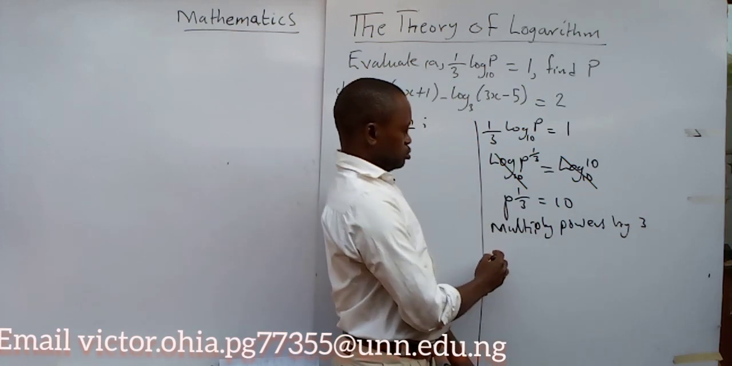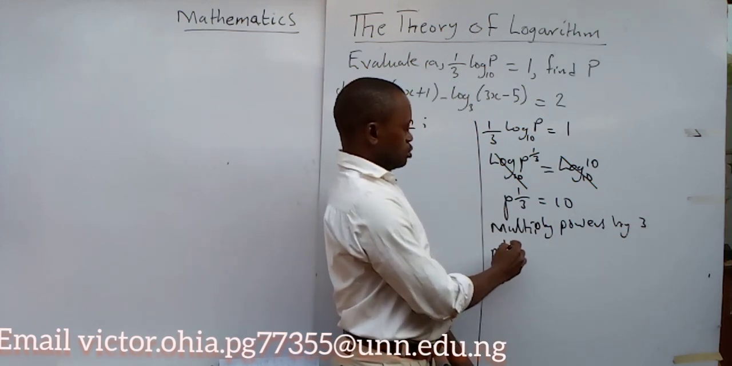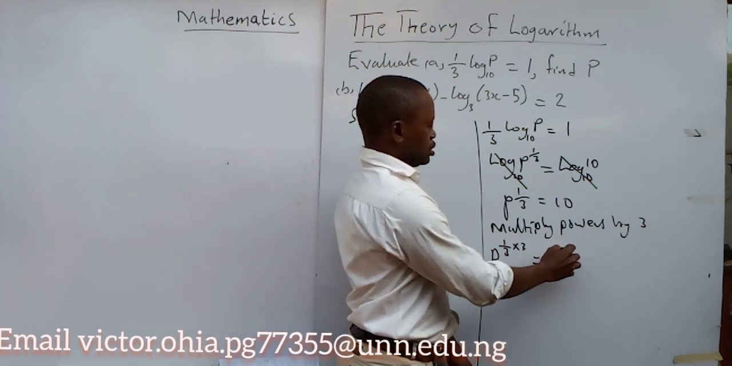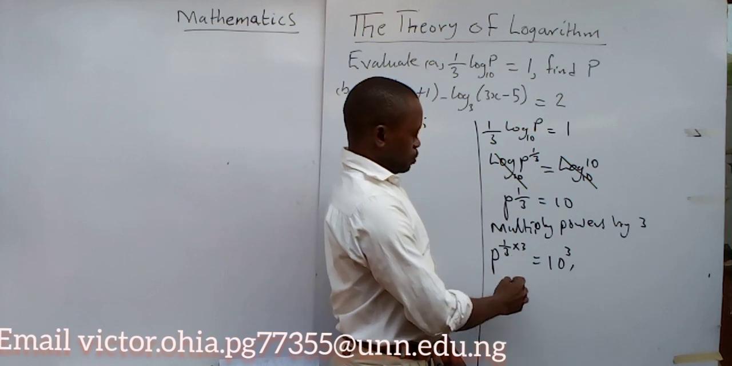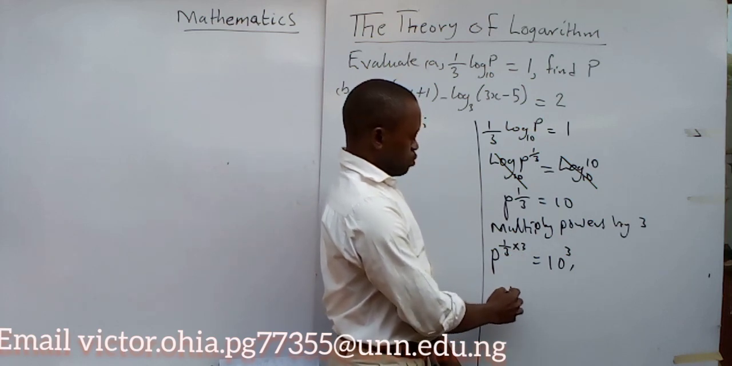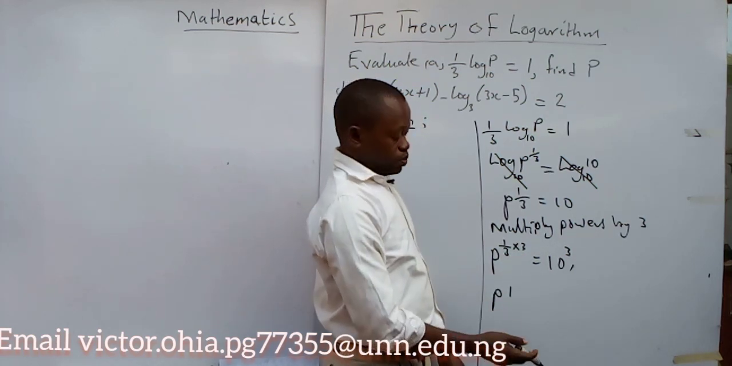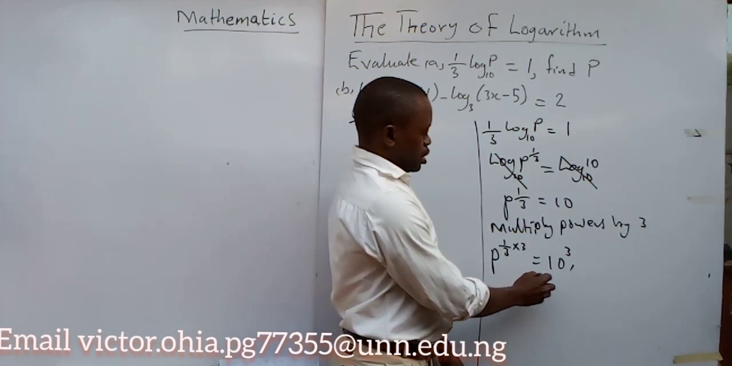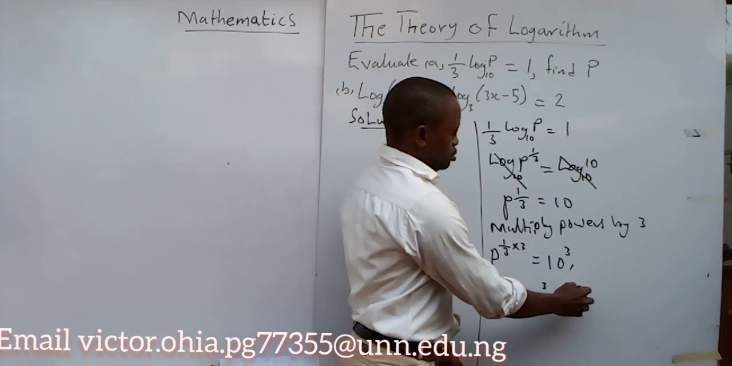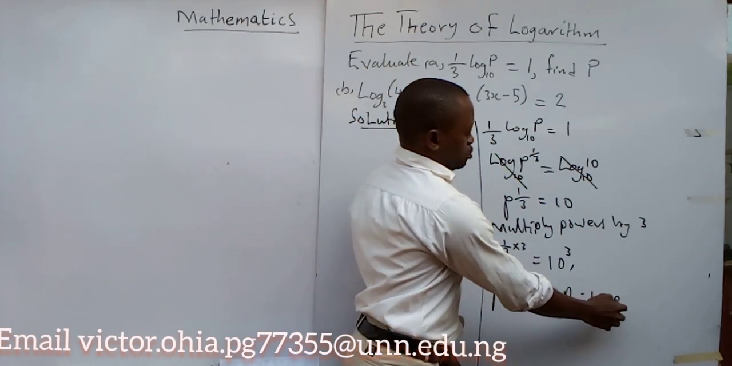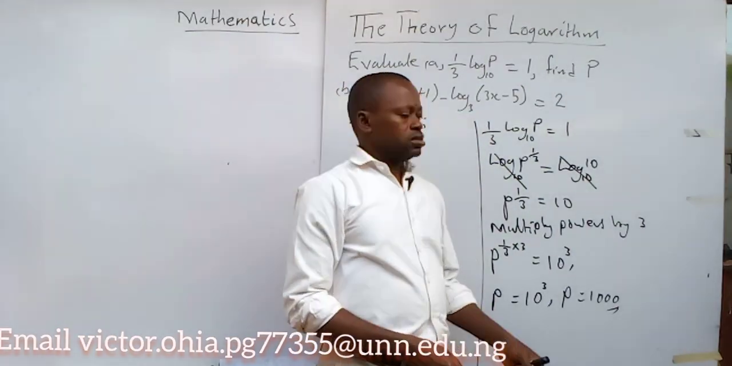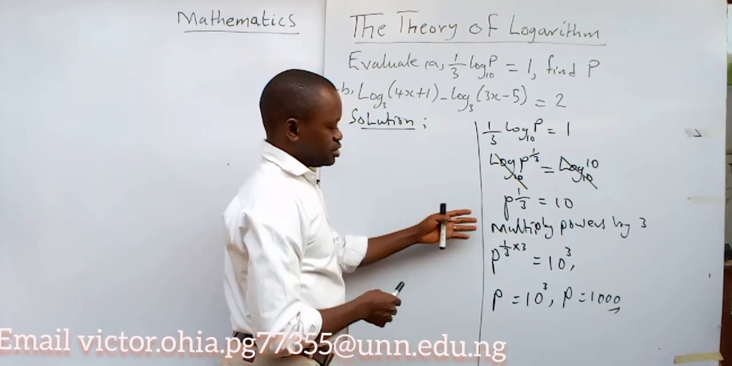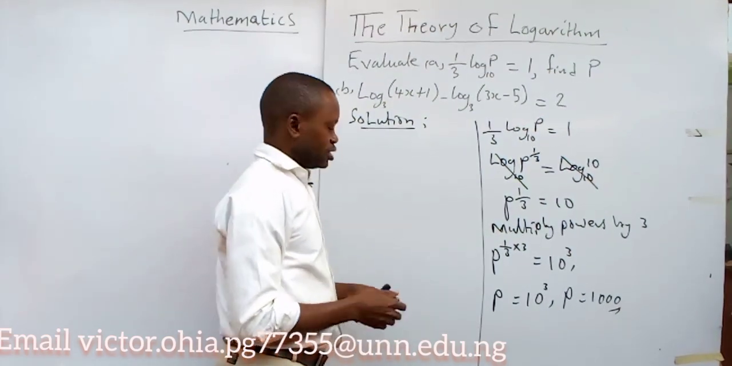You realize that this will become p raised to power 1/3 times 3 equals 10 raised to power 3. Do you realize that here this will become p raised to power 1, which is still p. So what is p? p is 1000. This problem, if you look at it, can be confusing, but I'm telling you that this is something one can just answer in 1 minute, as you can see.